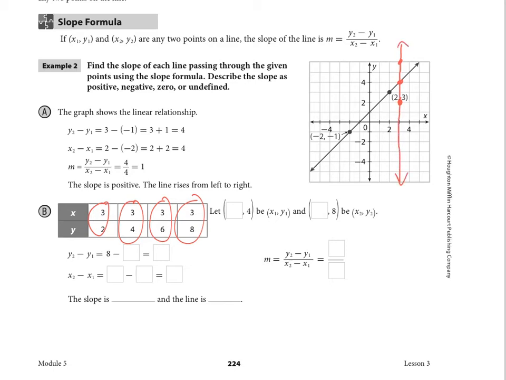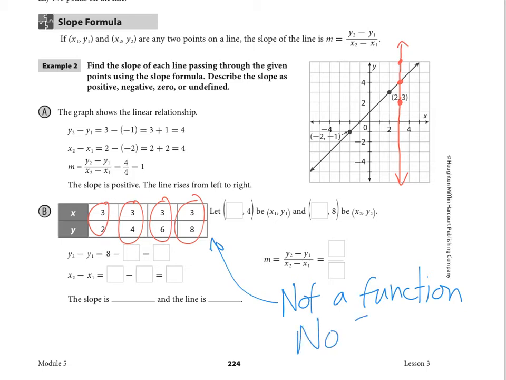Now this is important. Remember we talked about what is a function. Well, a vertical line doesn't pass the vertical line test, which this one doesn't because it is a vertical line, so that is not a function. Now that's important because if it's not a function, that means it has no slope, or in this case, they're calling it undefined.